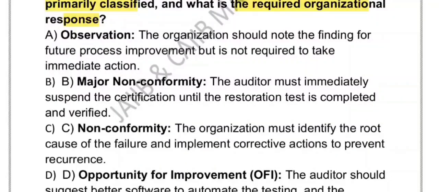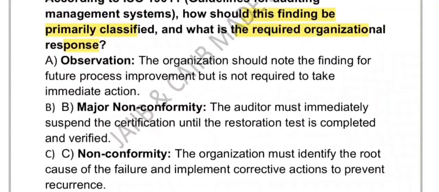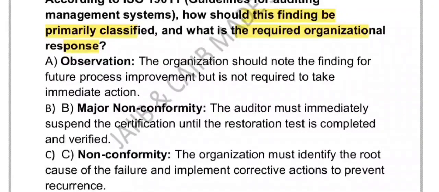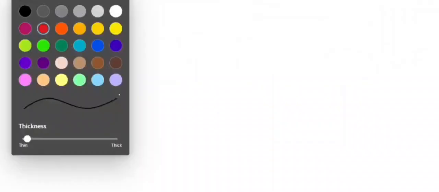The auditor should suggest better software to automate the testing, and the organization may choose to ignore it. Very good question it is. So now, first of all, let's understand the step-by-step audit logic, which is very important for the examination. This question tests your knowledge of the audit logic.